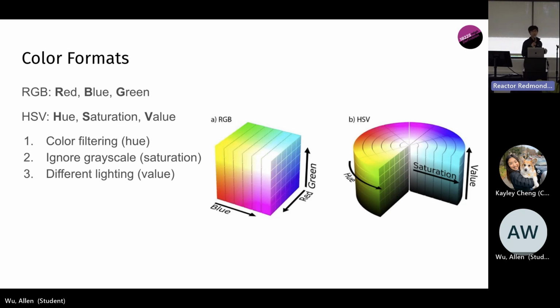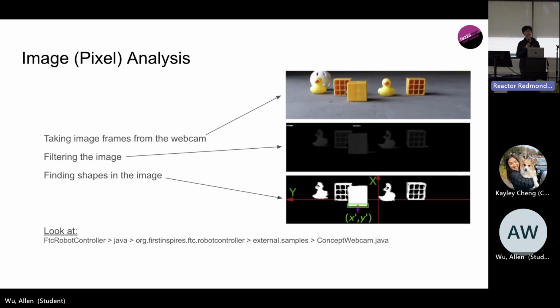So by changing it from RGB to HSV, we get a lot more information about what the color is like, and this allows us to effectively filter out everything we don't need in any circumstance. So any questions about that step? Okay, so the last step is going to be finding the shapes from within the image.